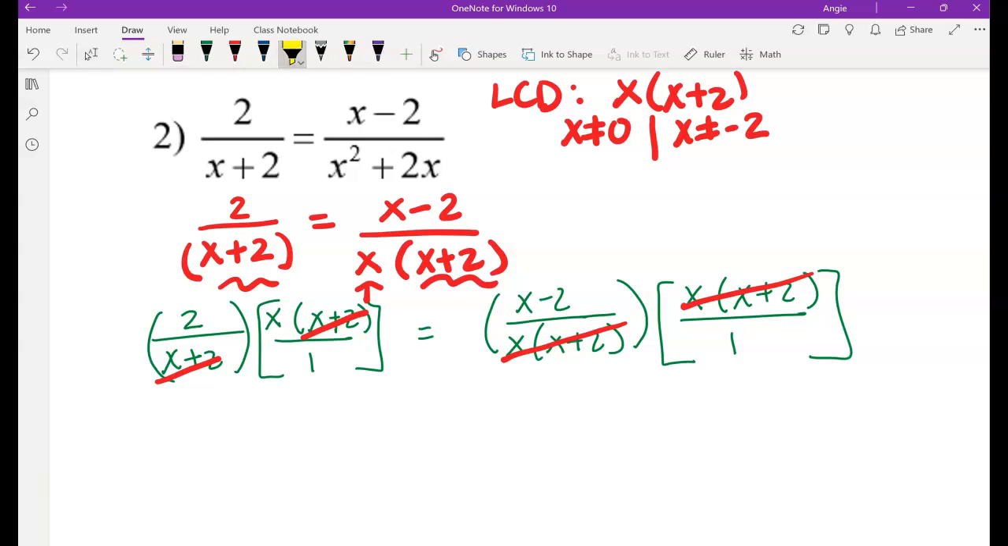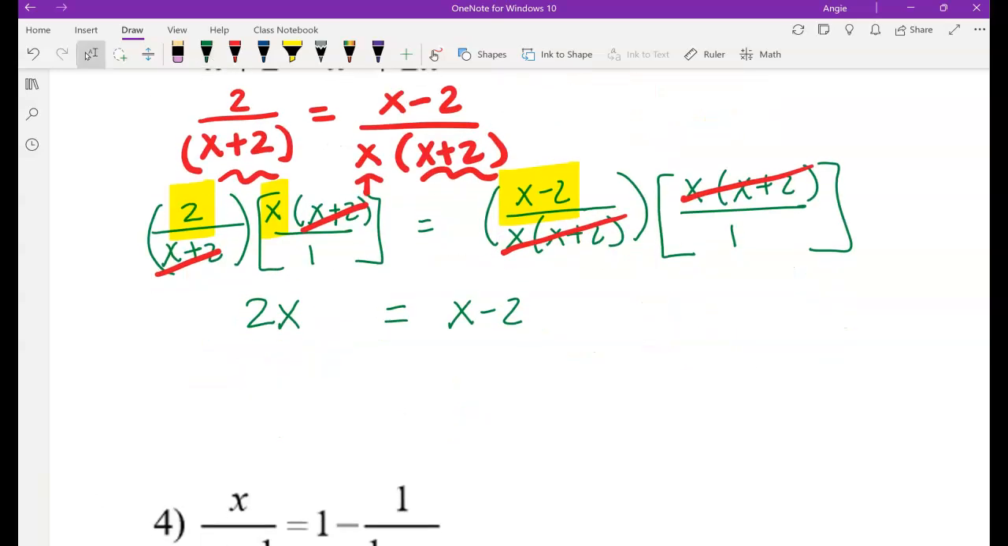Okay, so on the numerator, we have an x times 2. That will give us 2x equals. Over here on the right side, we have just this, so equals x minus 2. So let's solve for it. Subtract x, subtract x. Now we have x equals negative 2.